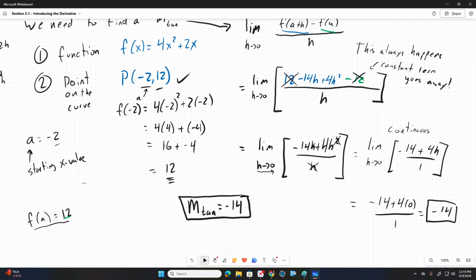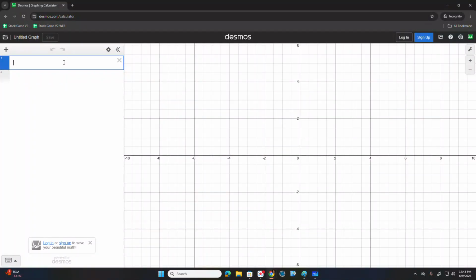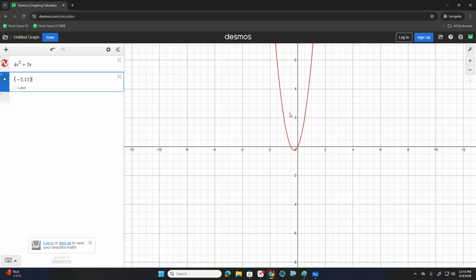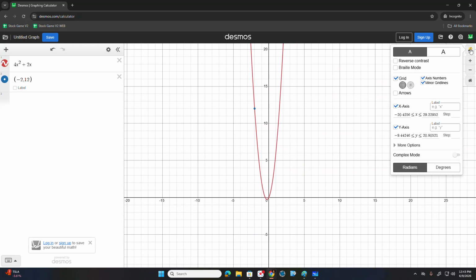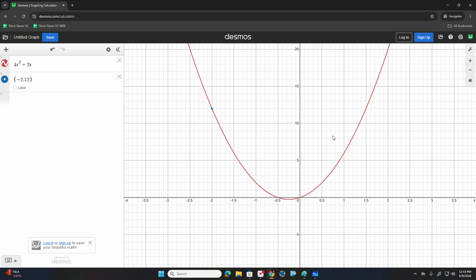And as a way of justifying this more, I think it's always important to take a look at the graph. Okay? So, reminder, our original function was f of x equals 4x squared plus 2x. We had the point negative 2 comma 12. Let's zoom out a little bit. And you can see that point does actually appear on that graph.